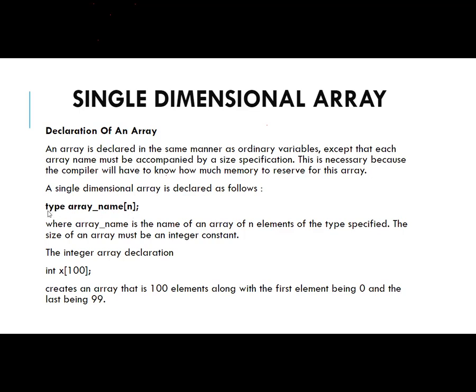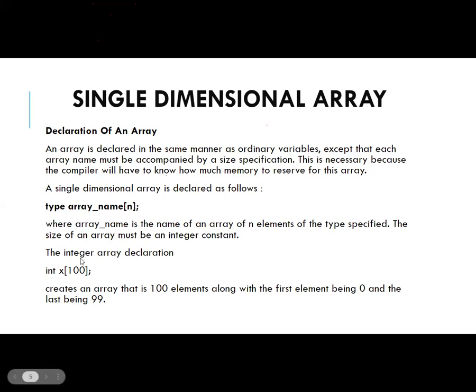Okay, so this much part is clear to you. How do you write a variable? You write the data type and the name of the variable. For an array, what you're going to write? The data type and the array name. What is additional is the size of the array. So this is the way you declare a single dimensional array. You can see here type means the data type, array name means the name of the array, and in square bracket you are writing the size.